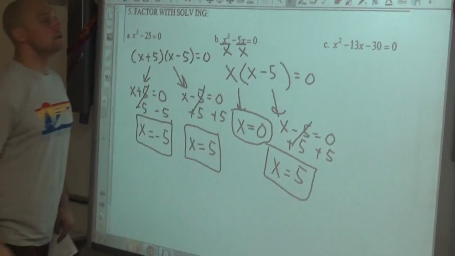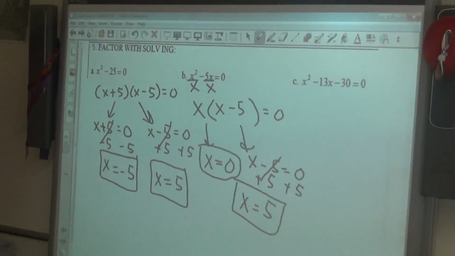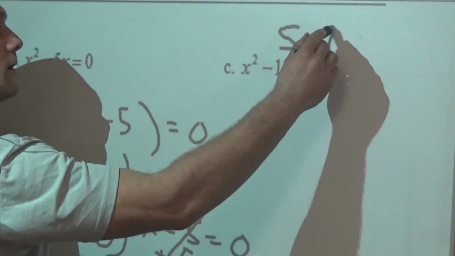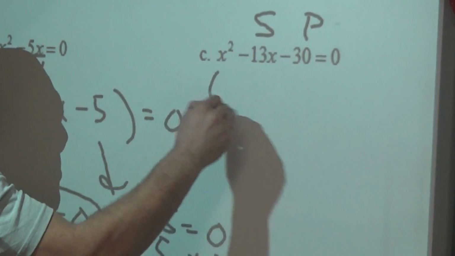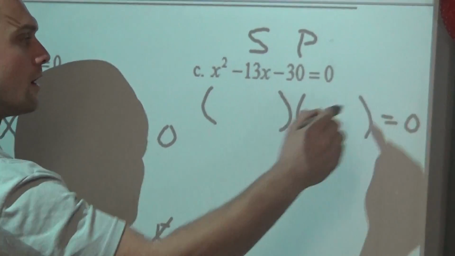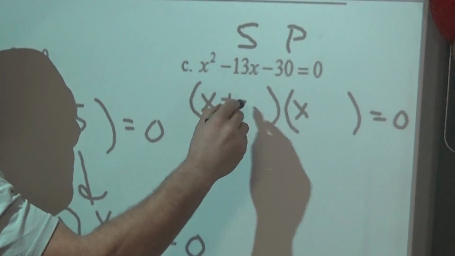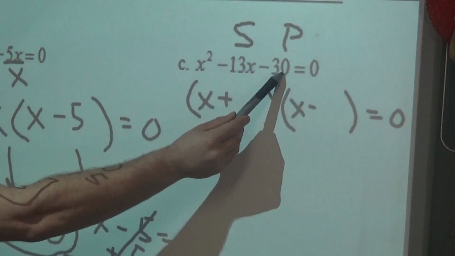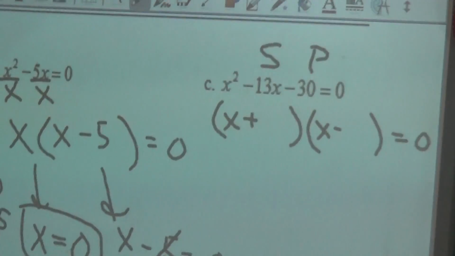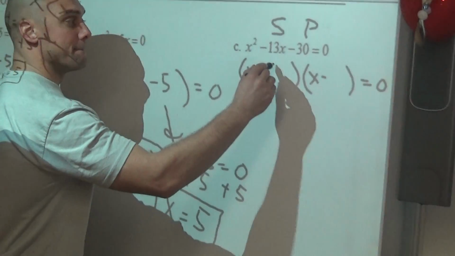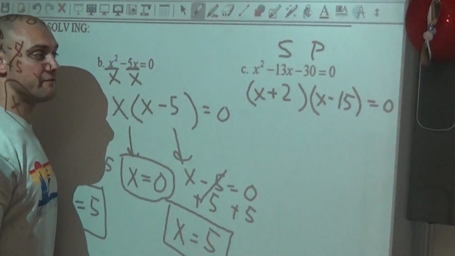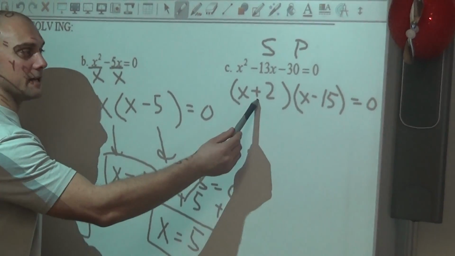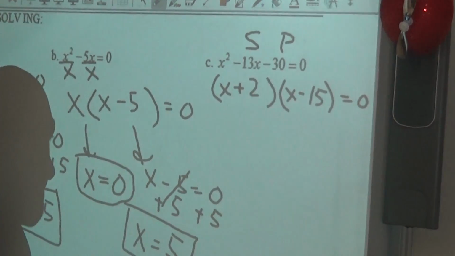All right, one more. So in the last one, we've got 3 terms, so we're going to use sum product. So it multiplies to a negative number, so one's plus, one's minus. This one's a little tricky. We want to know what multiplies to -30 and adds up to -13. So it's actually going to be +2 minus 15. 2 times -15 is -30, and 2 plus -15 is -13.